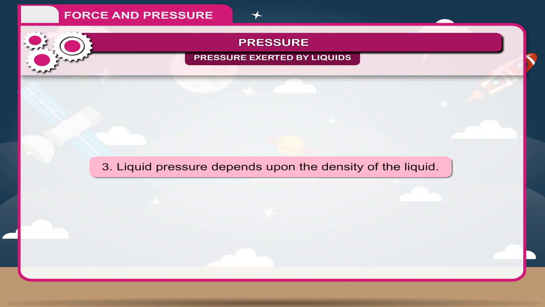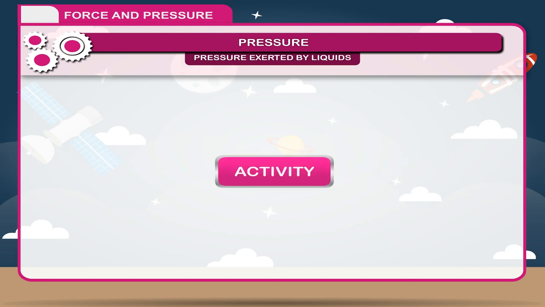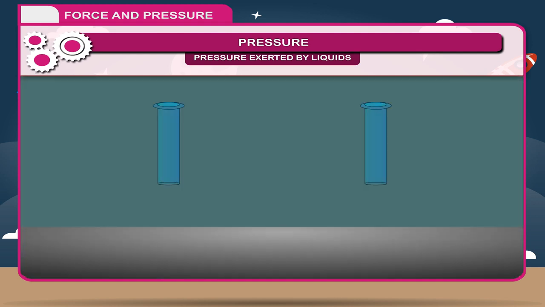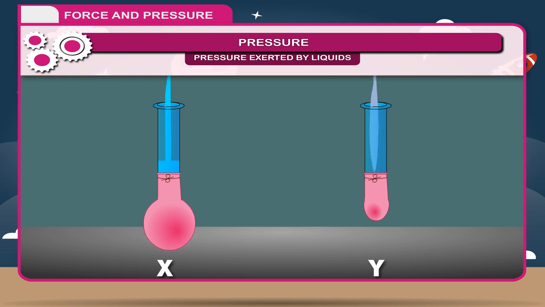3. Liquid pressure depends upon the density of the liquid. Activity. Take 2 identical glass tubes open at both ends. Put rubber balloons of identical size at one end of each tube. Pour water in tube X and kerosene in tube Y. The volume of both the liquids should be the same.